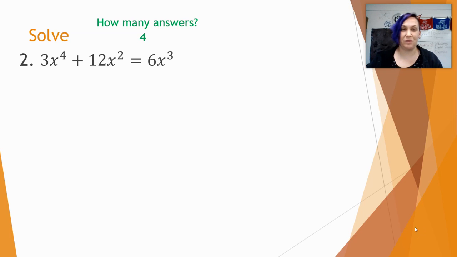Similar to our previous problem, I will be moving the 6x to the 3rd to the other side so that it's equal to 0. Now I put it in the middle of the problem so that it's in standard form, descending order, x to the 4th, x to the 3rd, x squared. That's important for factoring.